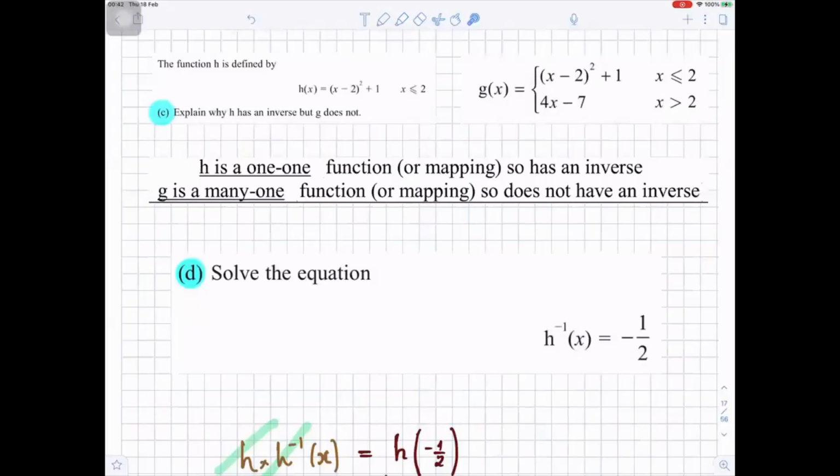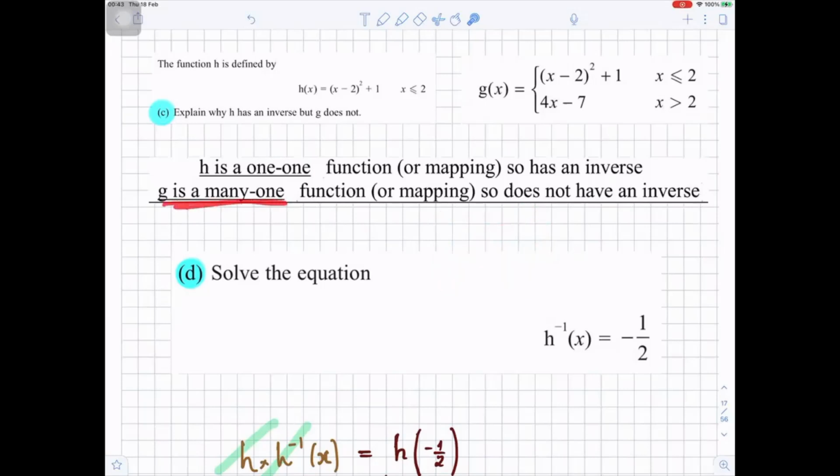The function h is defined by h of x is (x minus 2) squared plus 1 for x less than or equal to 2. Explain why h has an inverse but g does not. This is g of x and this is h of x. h is a one-to-one function or mapping, so it has an inverse. You just need to remember that one-to-one functions have an inverse, so you can go from one to the next, one to the next, and you can go forward and come back, forward and come back.